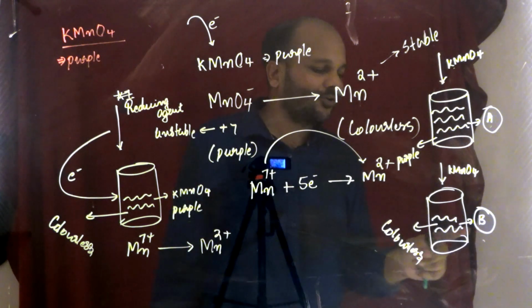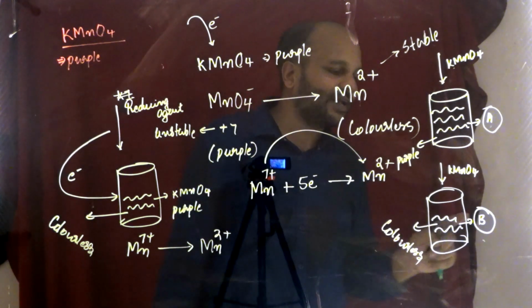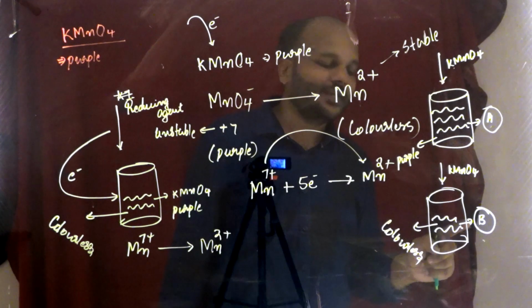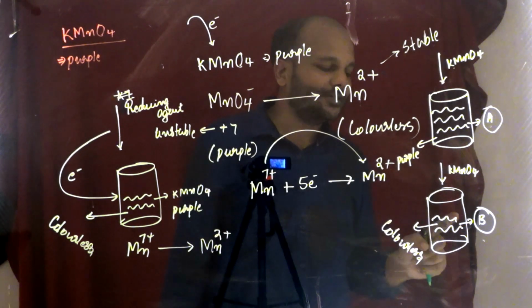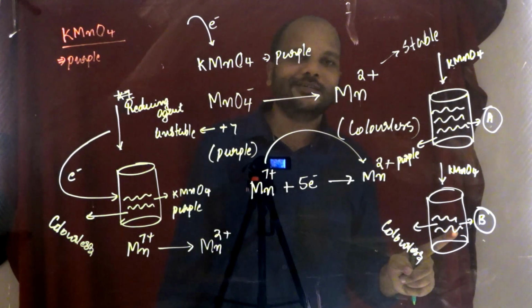So here we understood, since the KMnO4 color is fading, that this B is a reducing agent, right?